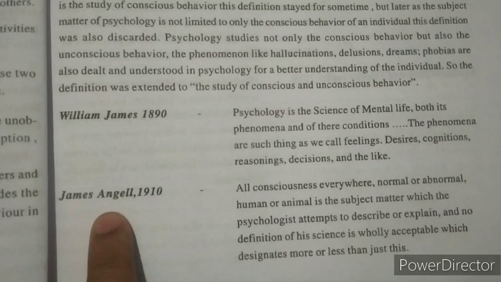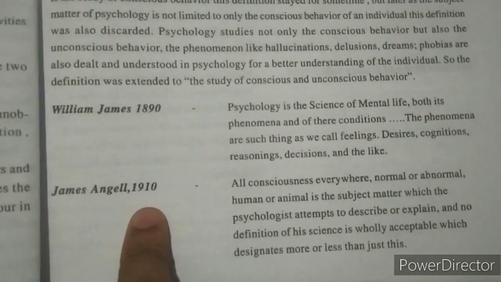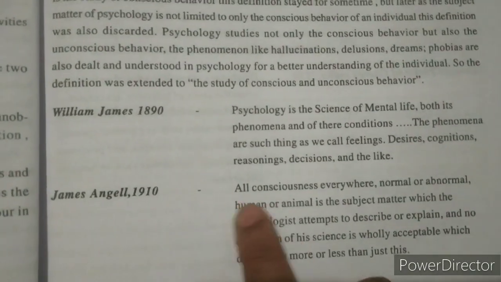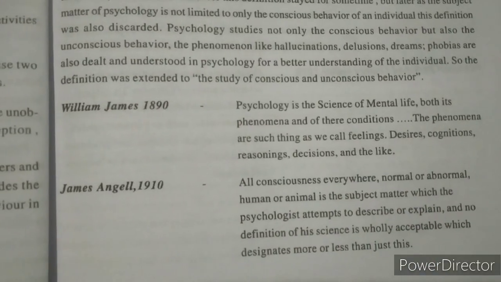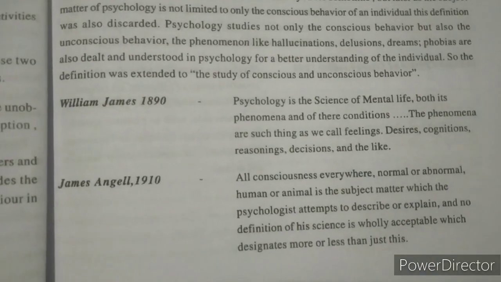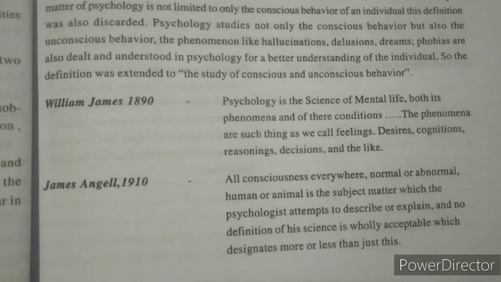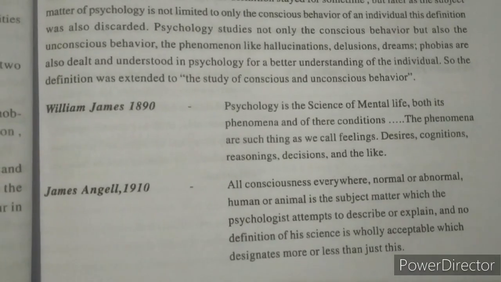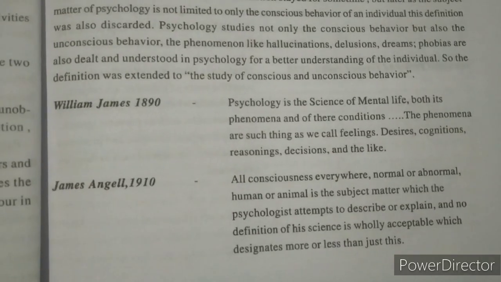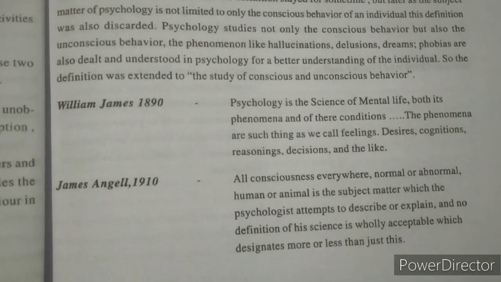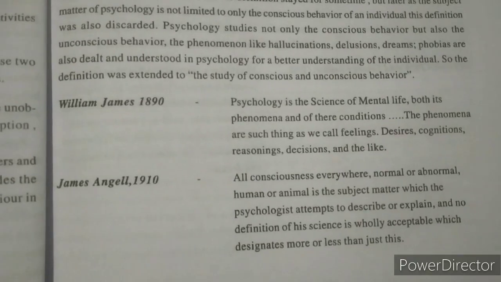Next, James Angell in 1910 gave the definition that all consciousness everywhere, normal or abnormal, human or animal, is the subject matter which the psychologist attempts to describe or explain, and no definition of his science is wholly acceptable which designates more than or less than just this.